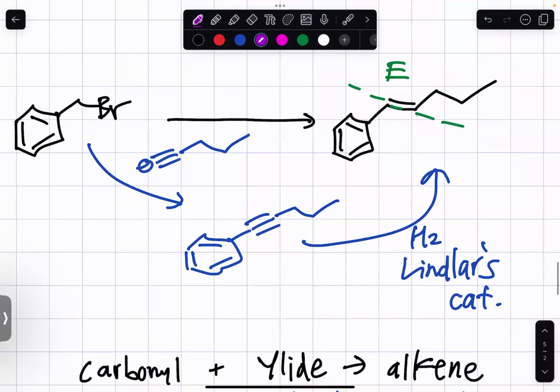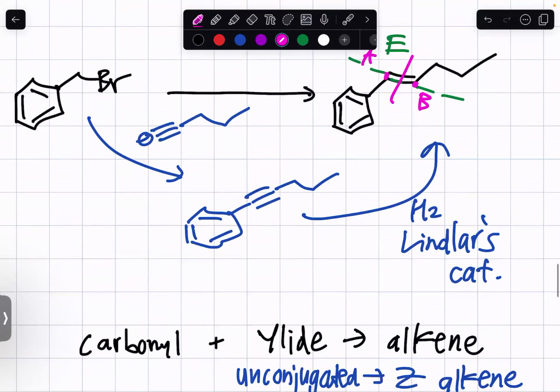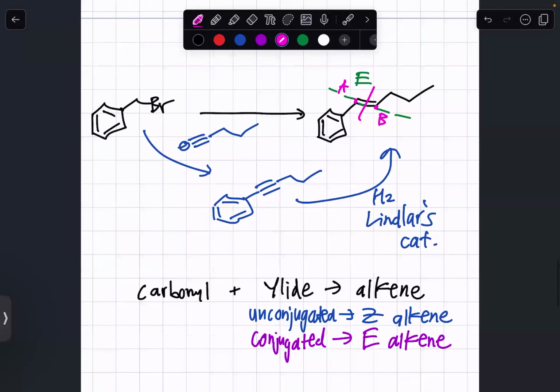right? So let's make that cut between the alkene right there. And let's say that the two carbons of the alkene are these right here, and let's say that's A and that's B. Since we have an E alkene, is carbon A or carbon B going to be the ylide if we want the E alkene?